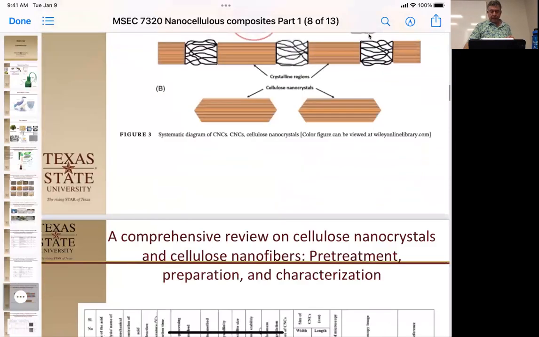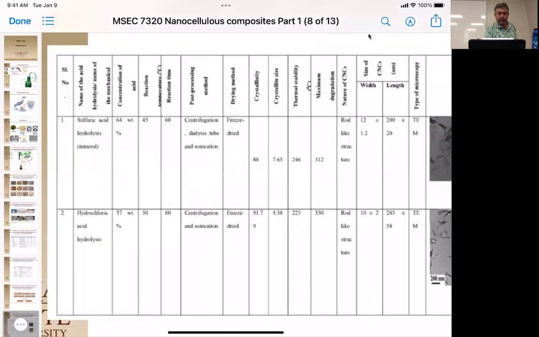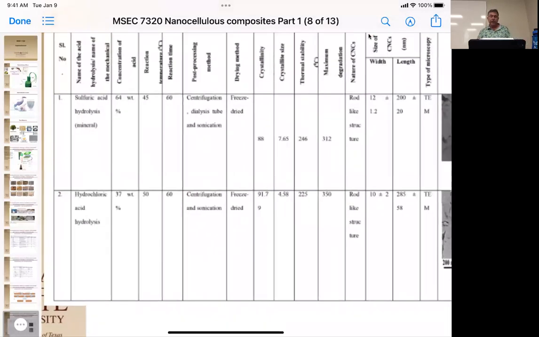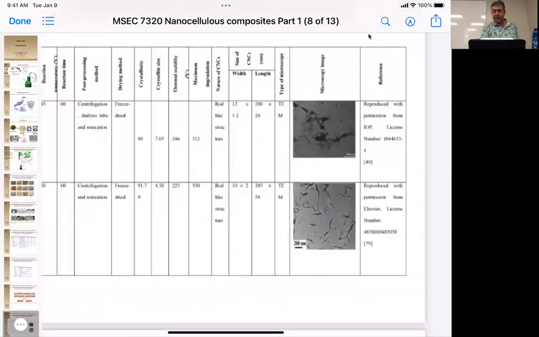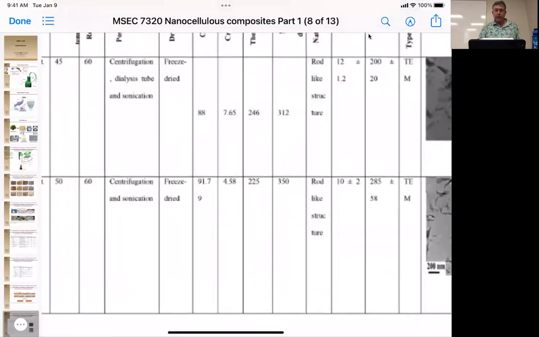Okay. So in this case here, we're looking at the preparation of the nanocrystals by using various different things. So we have sulfuric and hydrochloric acid as the first two. And then they dry the method using freeze drying. Okay. So what's the benefit of using freeze drying if you just chopped up your little crystals here?